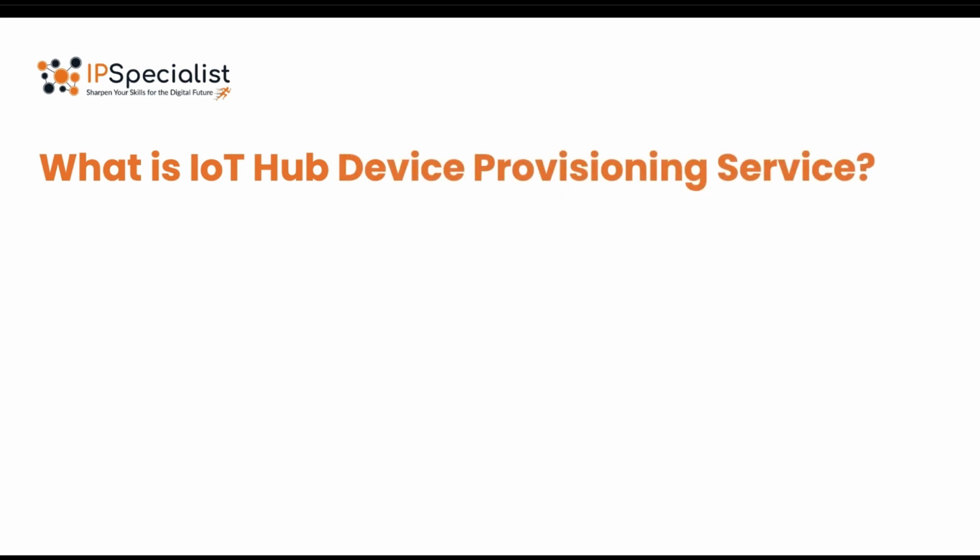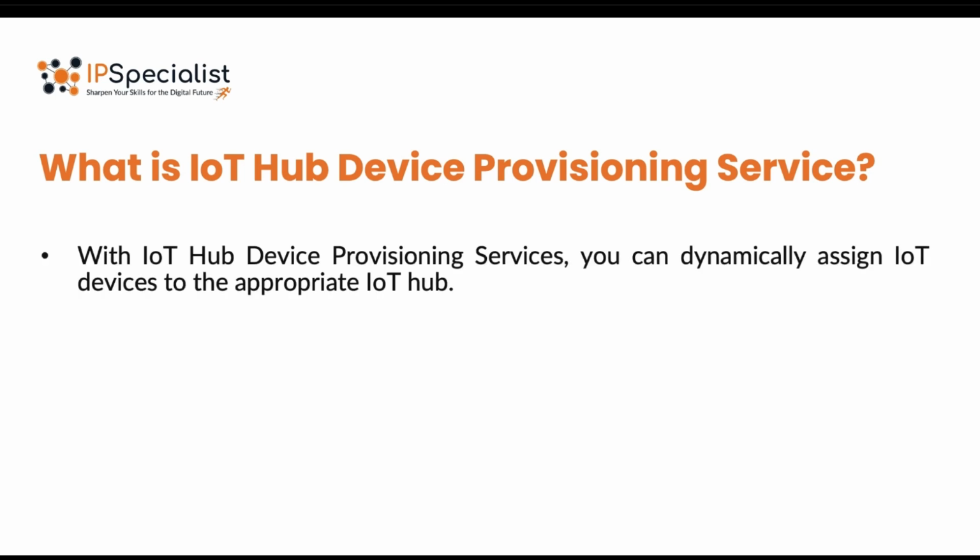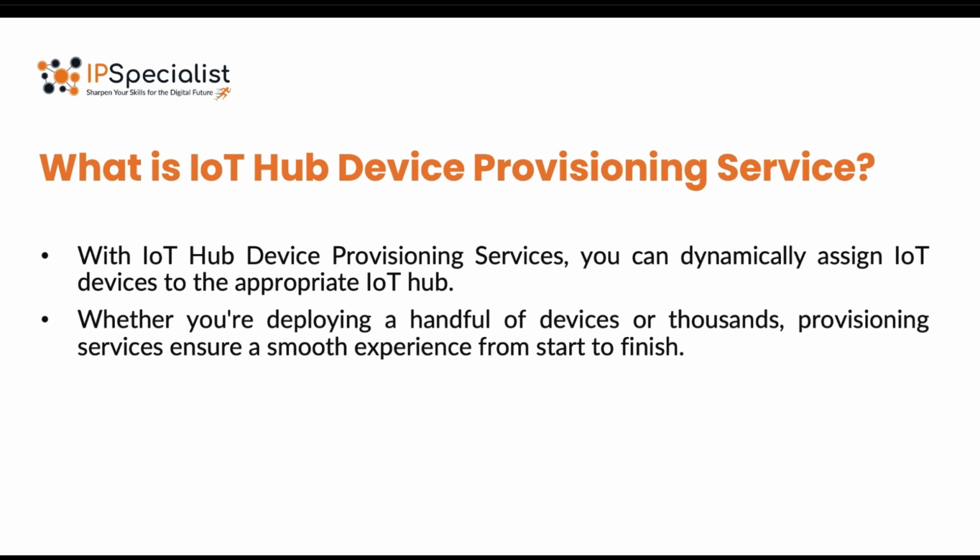Now, moving on to what is IoT Hub Device Provisioning Service? Azure IoT Device Provisioning Service automates the process of connecting your devices to the right IoT hub. So instead of manually configuring each device, you can sit back and let the provisioning service do its thing. Whether you're deploying a handful of devices or thousands of them, provisioning service ensures a smooth experience from start to finish.